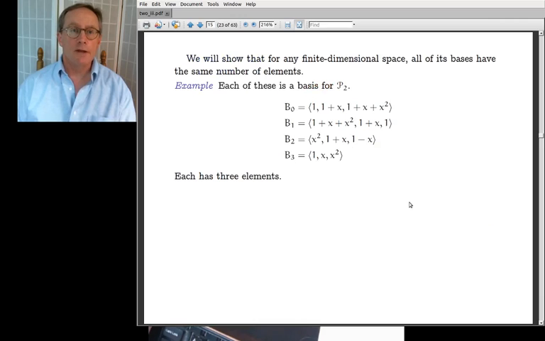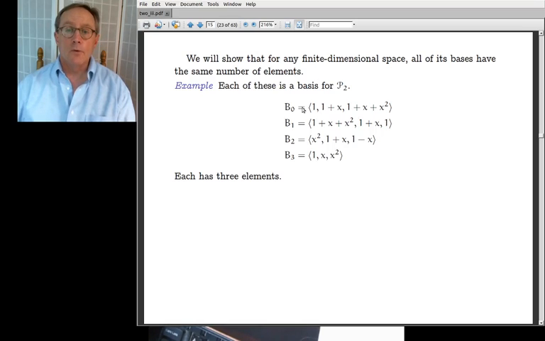What we're going to show is that for any finite dimensional space, all of the bases have the same number of elements. So here's an example. For the quadratic polynomials, here are 4 different bases, and I'm not checking that they're bases, but none of them is hard to check. This is the one I was just talking about a second ago, and here are ones from the check-in. Okay, so 4 different bases for the space of quadratic polynomials. They're all different. Sometimes they share elements, sometimes they don't. But every one of them has 3 elements. So although the bases are all different, they share a commonality. They share a number of elements.